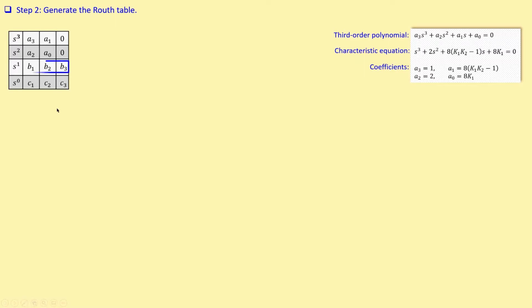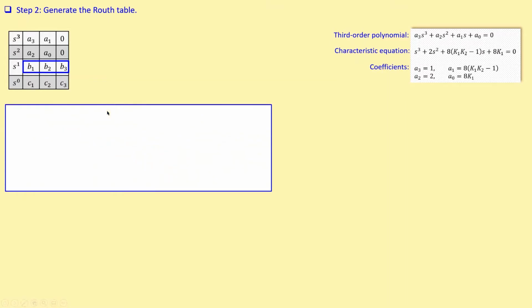So let's look at the row of s to the power 1 first, which is the analysis shown here. B1 uses a similar expression to what we used in the previous examples. You just make a matrix of these four elements, take the determinant of that, place a minus sign, and divide by A2. Just substitute the values of the coefficients, do the math, and you will get this. This is the expression for B1.